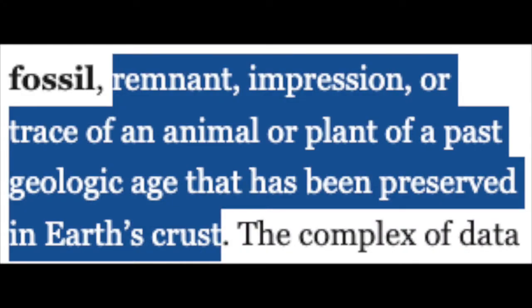A fossil is defined by Britannica as a remnant, impression, or trace of an animal or plant of a past geologic age that has been preserved in Earth's crust. Many sources share slight variations of that definition. Fossils can come in the form of bones, imprints, amber, and even feces.